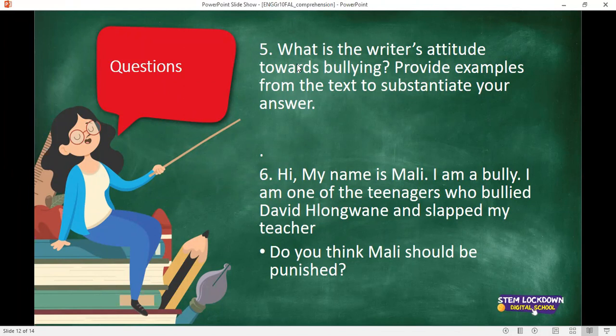You're absolutely right. She is against bullying. Megan, would you like to just explain just a bit further? What do you mean when you say she's against bullying? Maybe provide examples as well. What evidence is there that says she's against bullying?